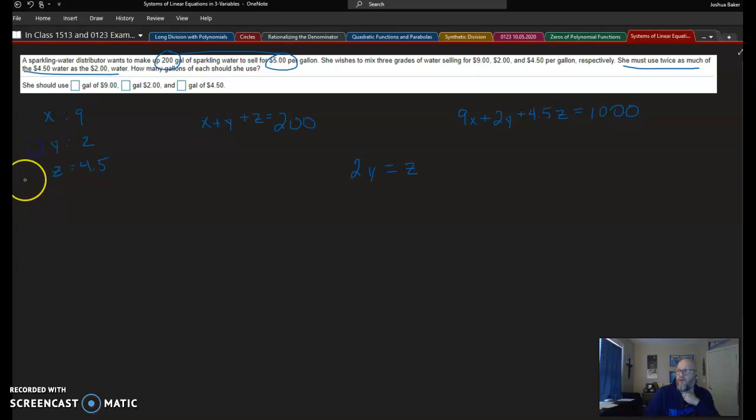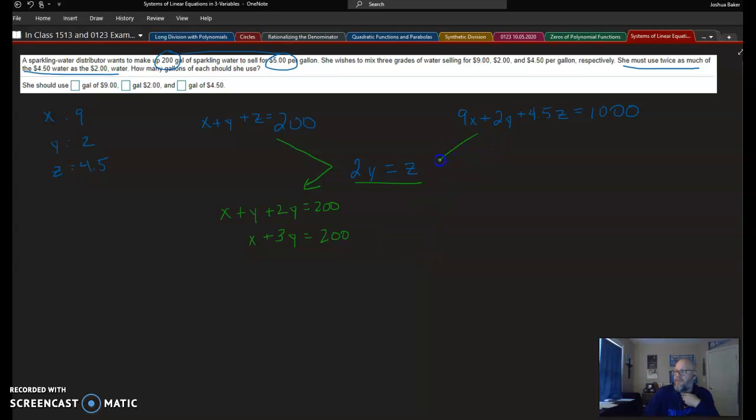Okay. Now that was just a for instance to check to make sure that what we wrote here is correct, and it is. And so what we're going to do is we're going to combine these two, and we're going to get modified equations. All right. So if I put 2y in for z here, it's going to be x plus y plus 2y equals 200. And then if I simplify this, it'll be x plus 3y equals 200.